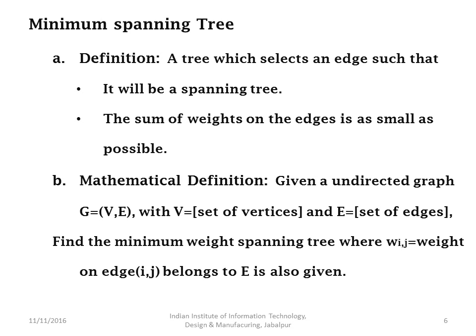The mathematical definition of the minimum spanning tree is: given an undirected graph G equals (V, E), where V is the set of vertices and E is the set of edges, find the minimum weight spanning tree, where w_ij, the weight on the edge ij belonging to E, is also given. So the weights on the edges available in the graph are also given.